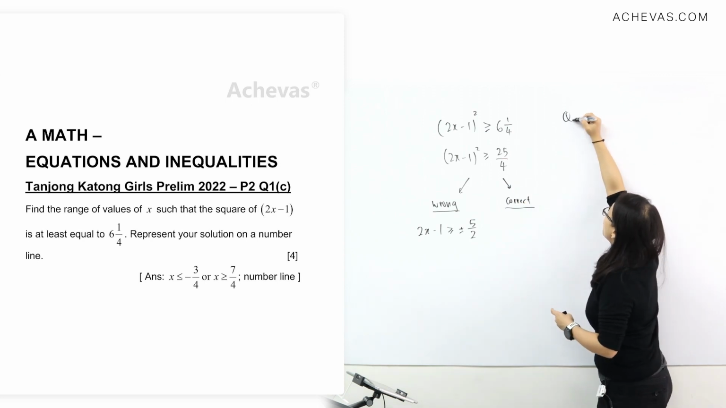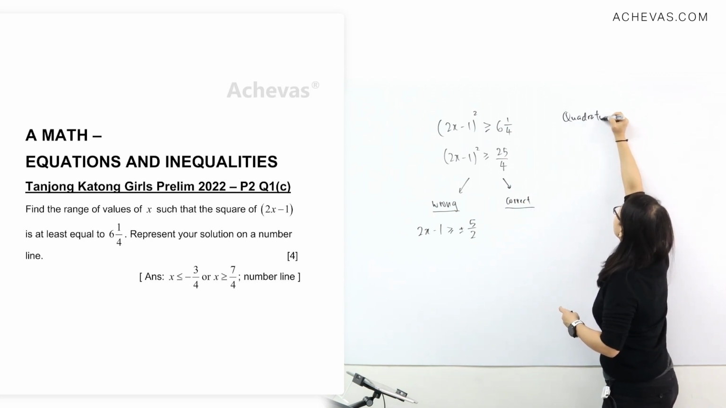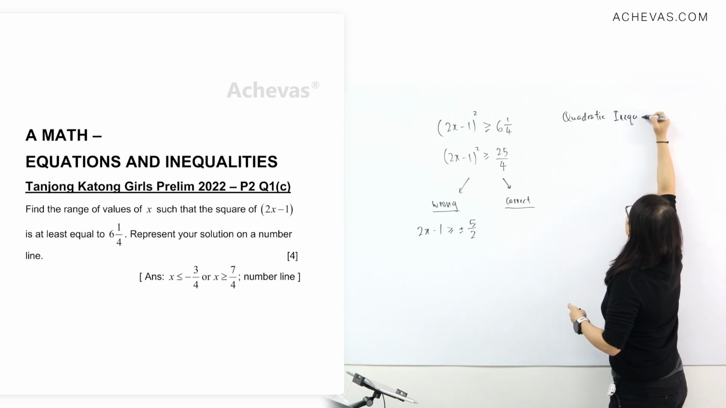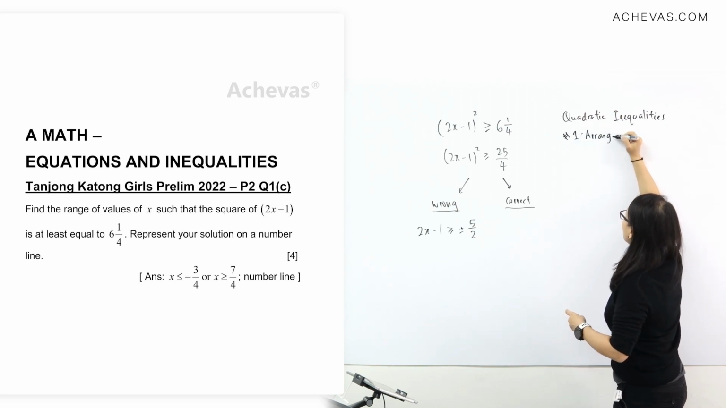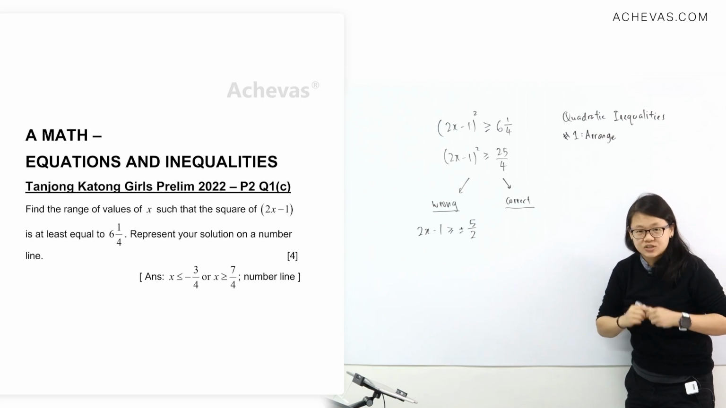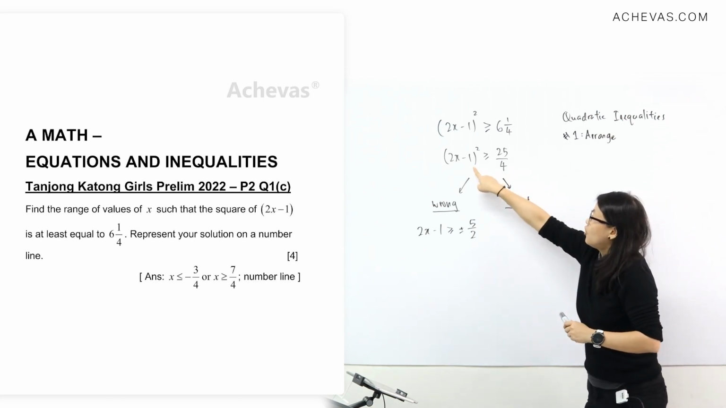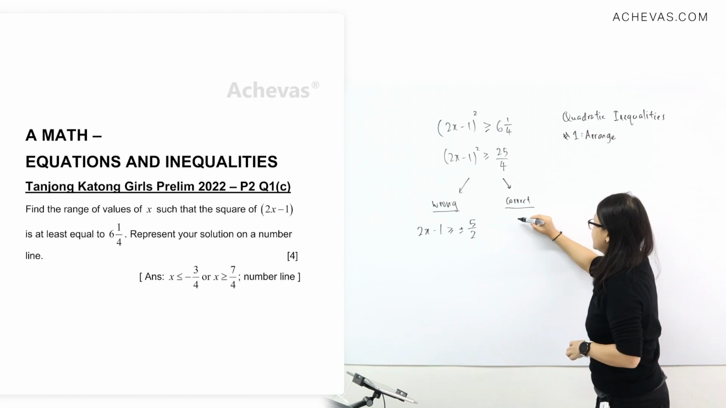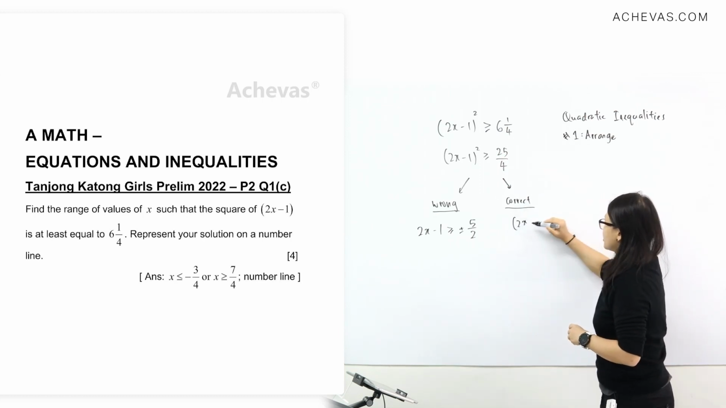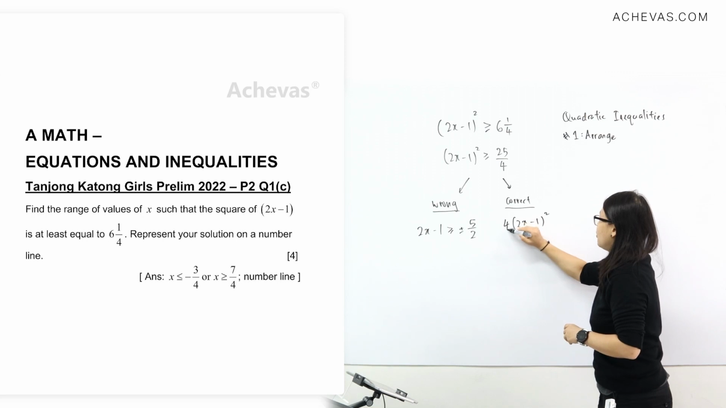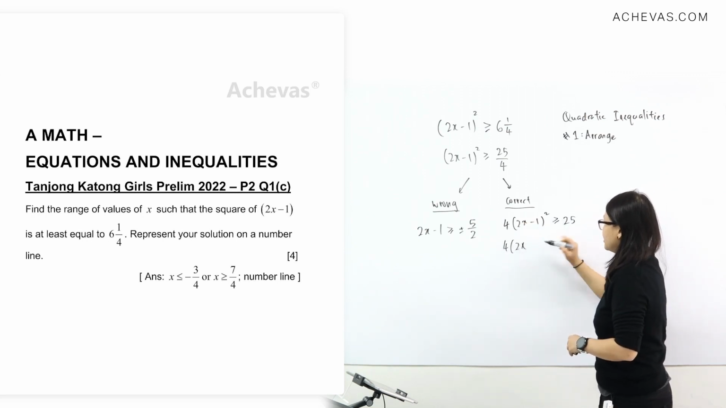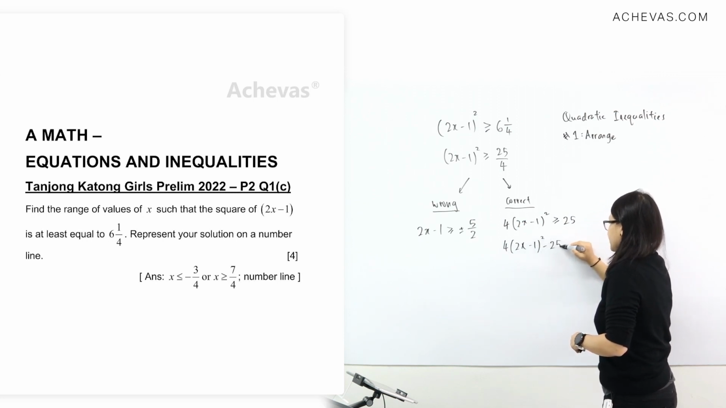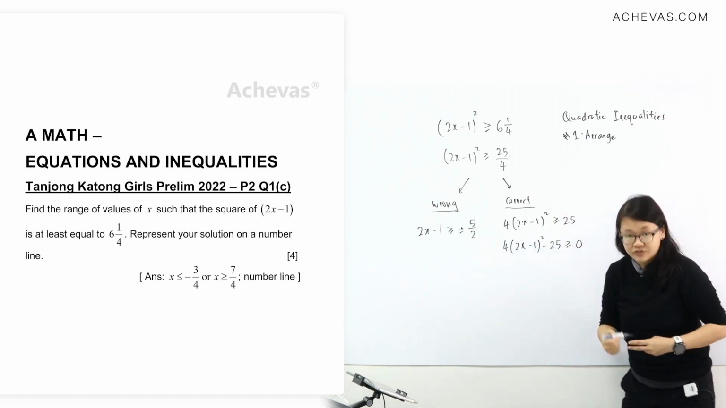Now remember, for quadratic inequalities, I will write down the 3 steps, okay? Number 1, arrange. What I mean by arrange is make one side to 0. Let's move the 4 and the 25. I don't like to deal with fractions, so I'm going to times 4 here first, and I'm going to do shifting of 25 the next step, instead of moving it as a fraction.